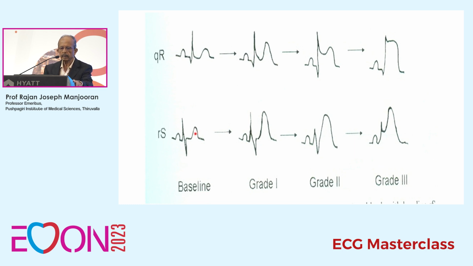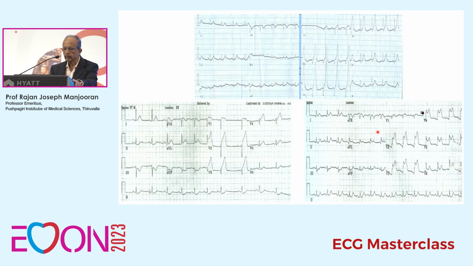So here is an initial ECG where there is an R wave and S wave, which is gradually getting distorted and finally becomes a tall R wave. That is the QRS distortion. That is the final, third grade of the ECG change. This is an electrocardiogram where all the three changes are seen.